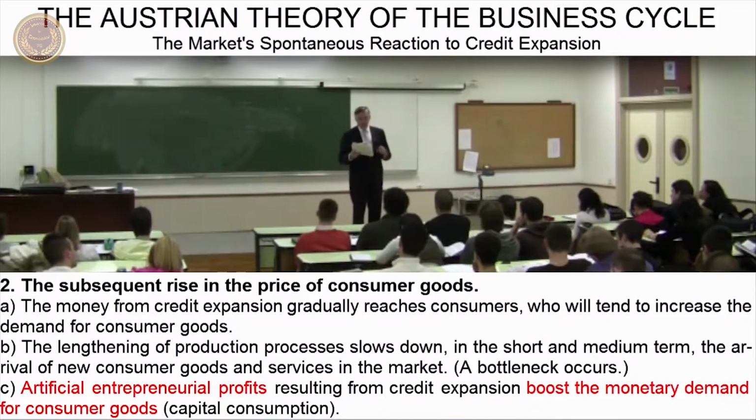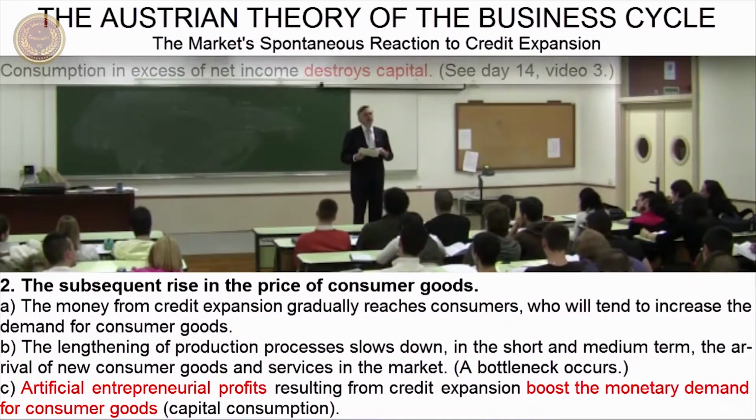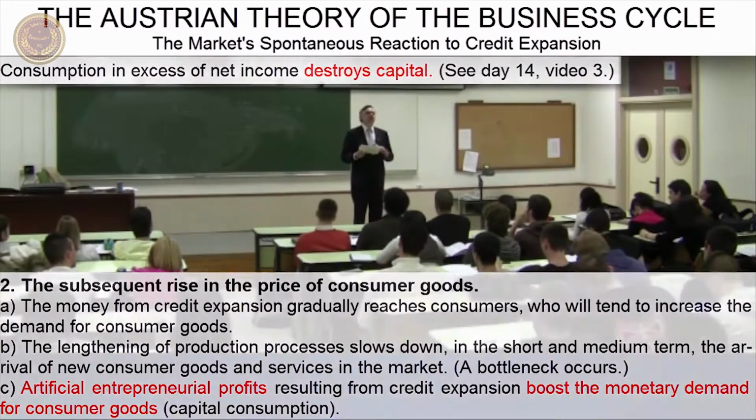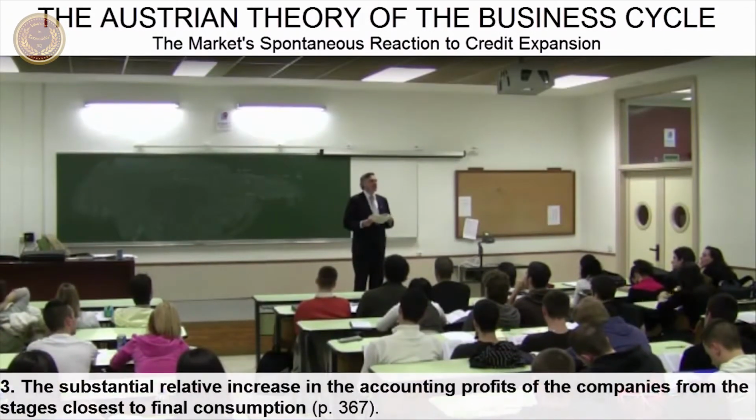Damn, I'm practically a millionaire. I'm going to go on a cruise to the Caribbean or to Cancun, etc. Capital is consumed during the euphoria stage. There is a third effect as well.